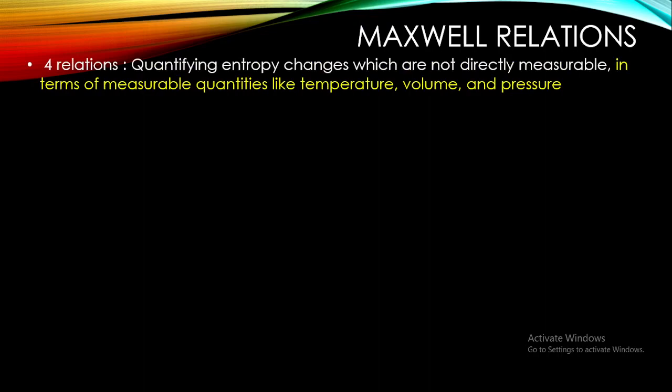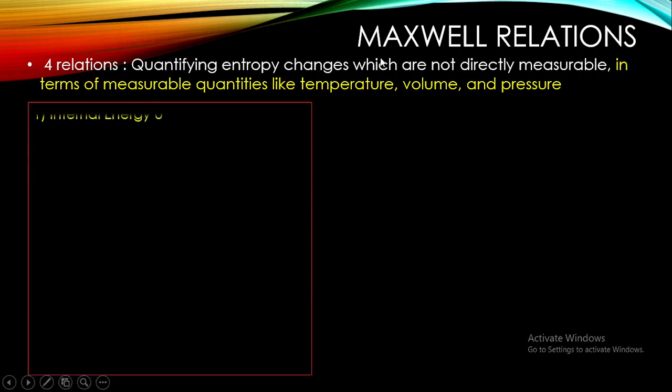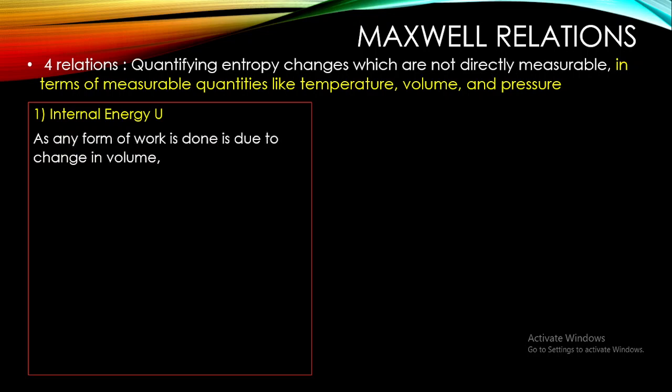So there are four relations which quantify the entropy changes, which are not directly measurable otherwise, in terms of measurable quantities like temperature, volume and pressure. So let us consider how the entropy is related by taking the concept of internal energy. As you know, if the work done is due to the change in volume, you can represent the change in internal energy as dU = đq minus PdV. Work is done by the system, so it is minus PdV.